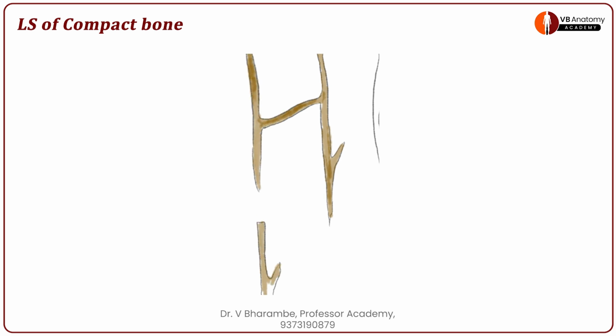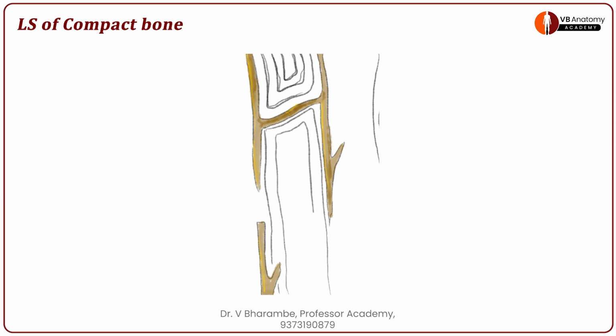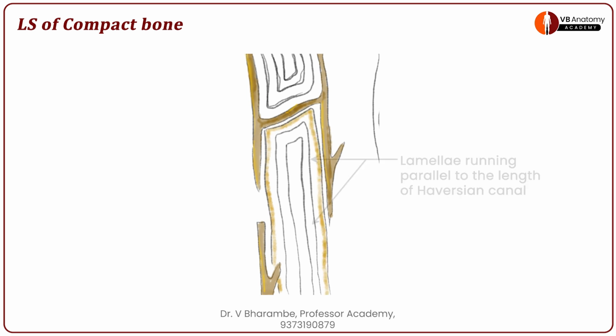And now let's begin to draw the basic outline of lamellae. Remember, the lamellae this time run parallel to the longitudinal direction of the Haversian canal. So all your lamellae will be running parallel to the Haversian canals. That is the basic idea.